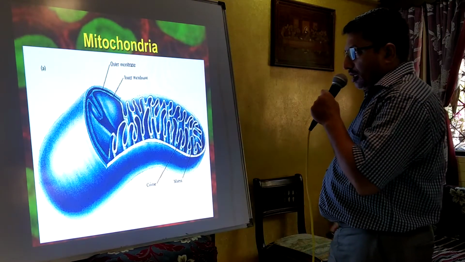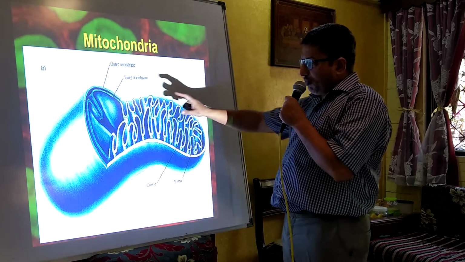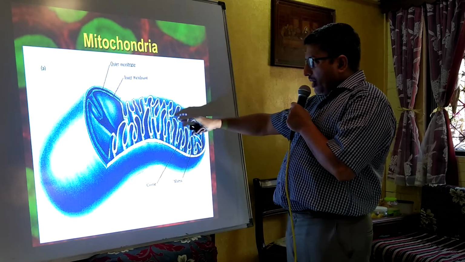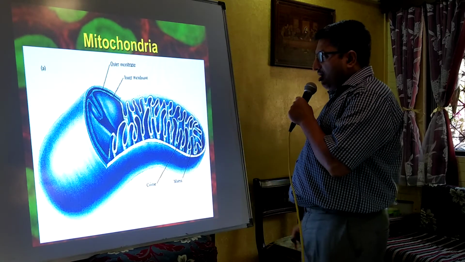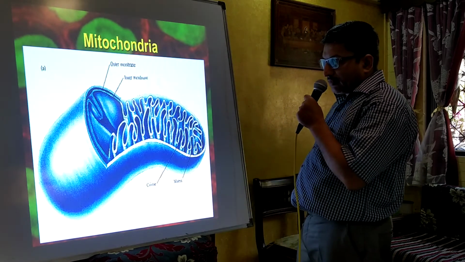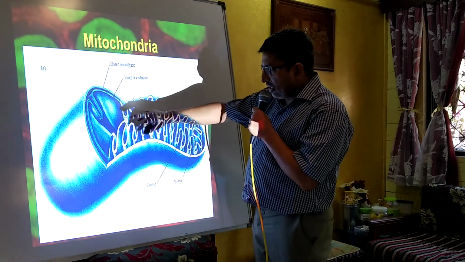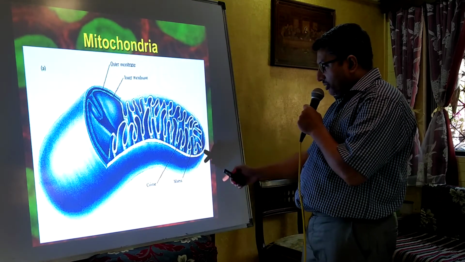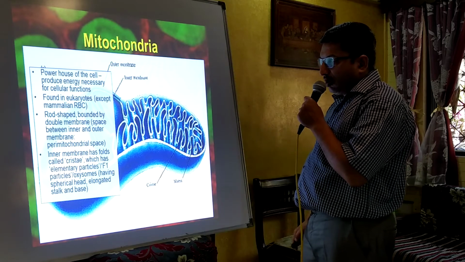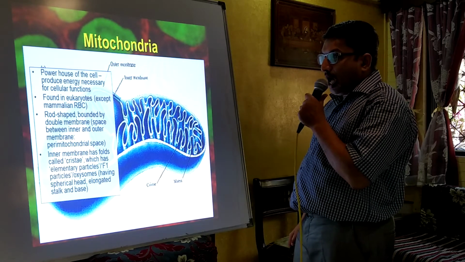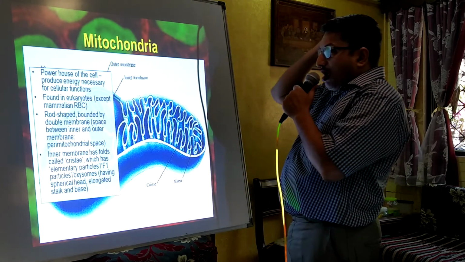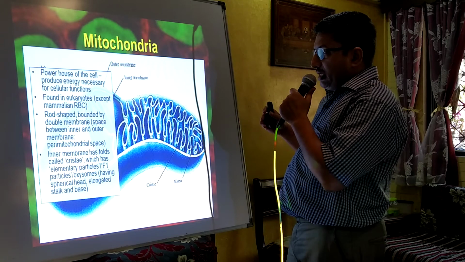Mitochondria. It is a sausage-shaped, double-walled organelle. The inner part of the mitochondria has finger-like processes which are known as cristae. And the whole organelle is filled with a matrix. It's one of the most important organelles of the cell because it is known as the powerhouse of the cell. It produces energy in the form of ATP.